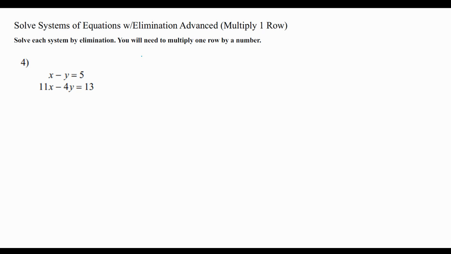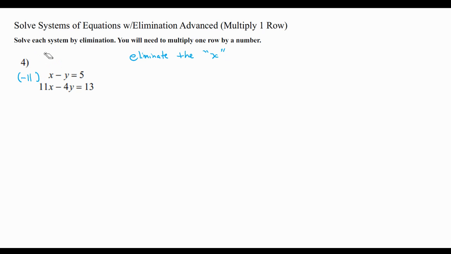Okay, so on number 4, what do I want? So I want to eliminate the x's. That's what I'm going to choose. If you didn't do that, I will show you how to do it with the y's in just a minute. So I have a 1x right now, right? What do I need in that spot in order to eliminate the x's? I want it to be a negative 11x. That way 11x's minus 11x's will cancel. So the number I'm going to choose is negative 11.